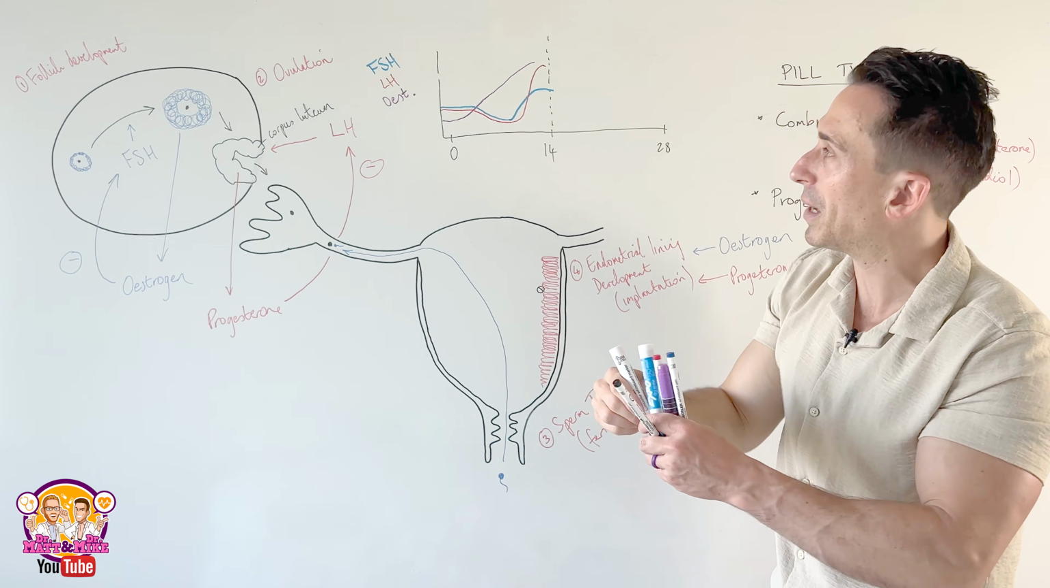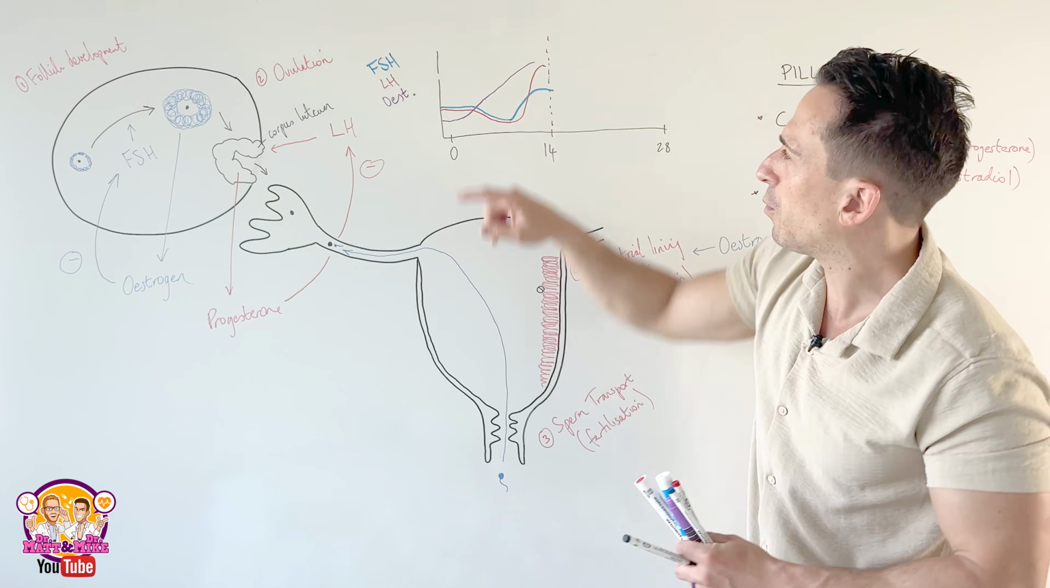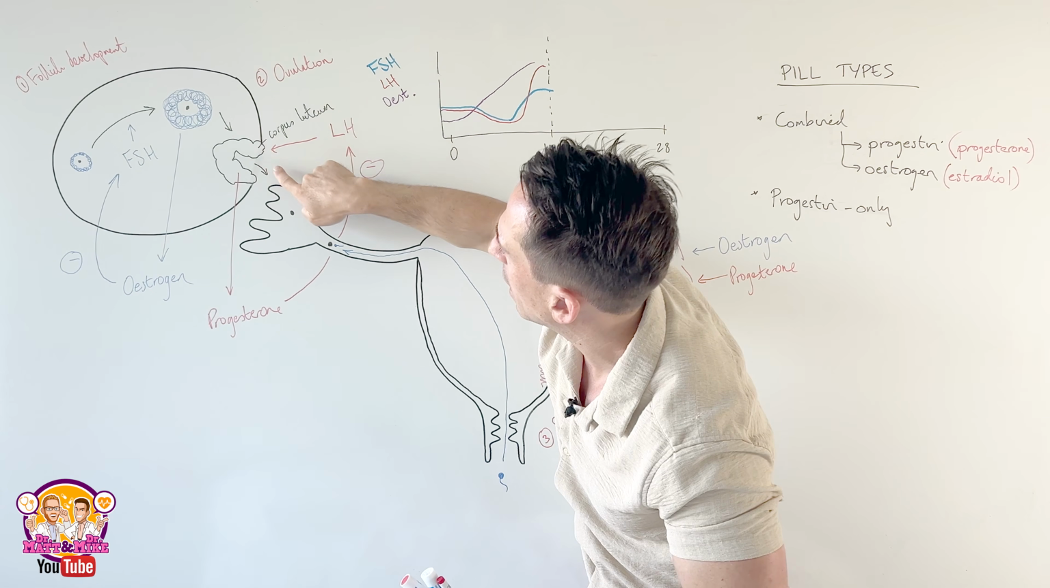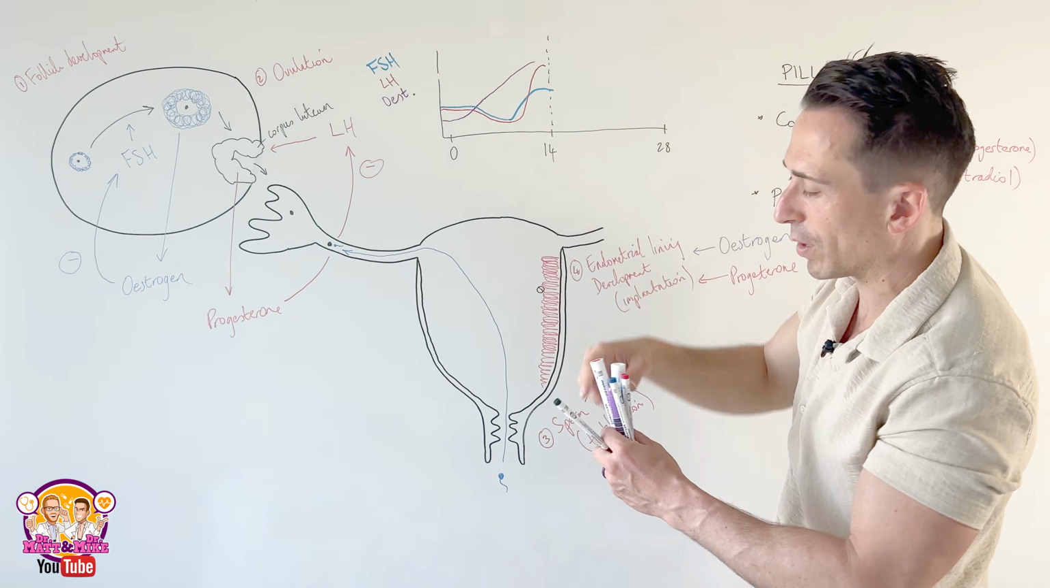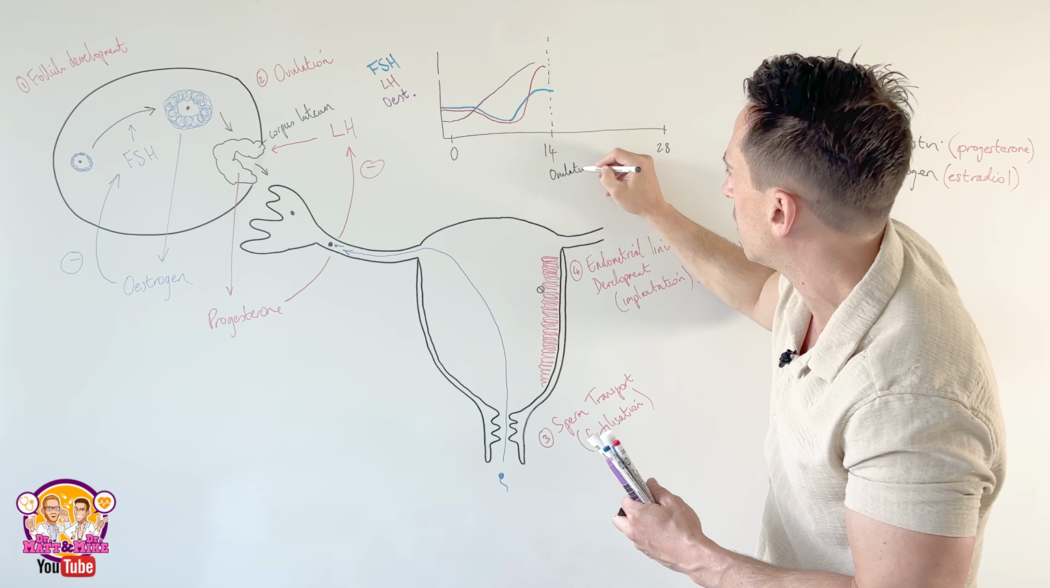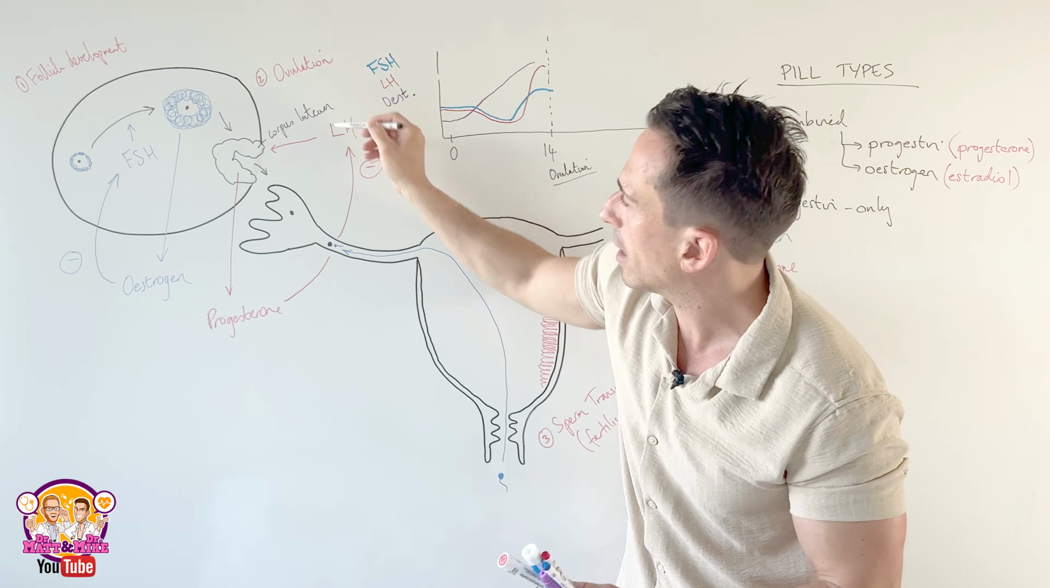You get a big spike in LH. And what does this big spike in LH do? It stimulates ovulation, which is occurring at day 14, right? It is occurring at day 14. That makes sense. LH stimulates that.